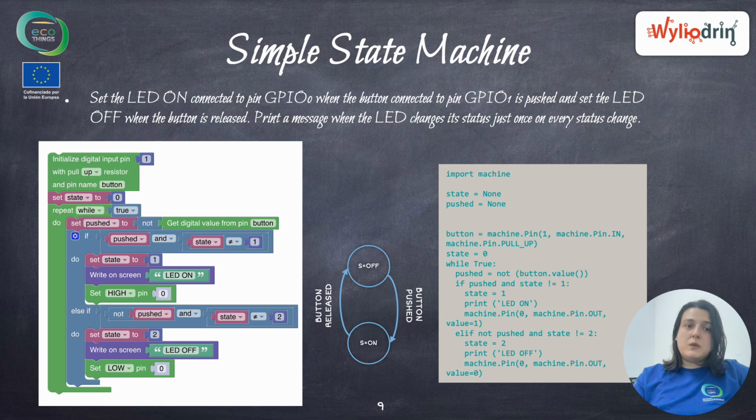Then we check if the button was released, which sends us to state 2. And if we haven't been previously in state 2, we set the LED to off and print this on the screen. We do this forever, but basically what we can see is that using the state variable, our code prints the change of the state only once. We ensure that we don't write for each reading the message regarding the LED on or off.